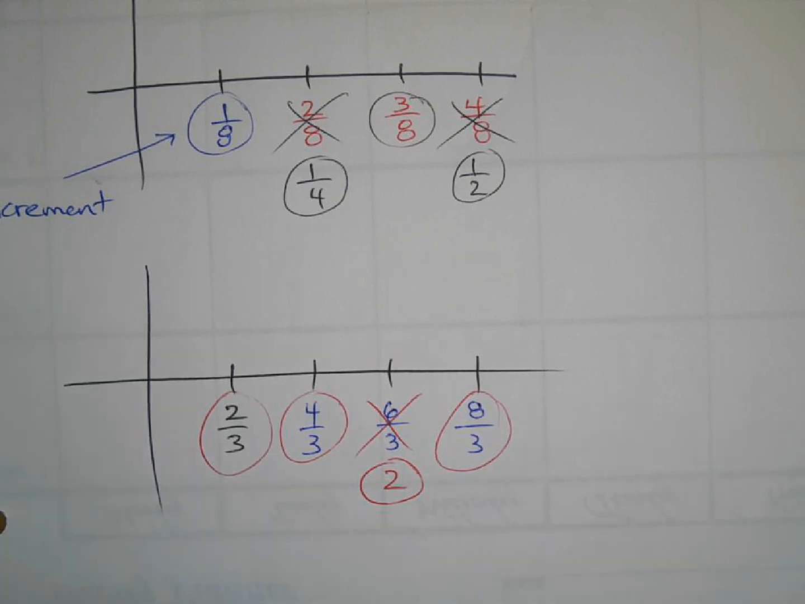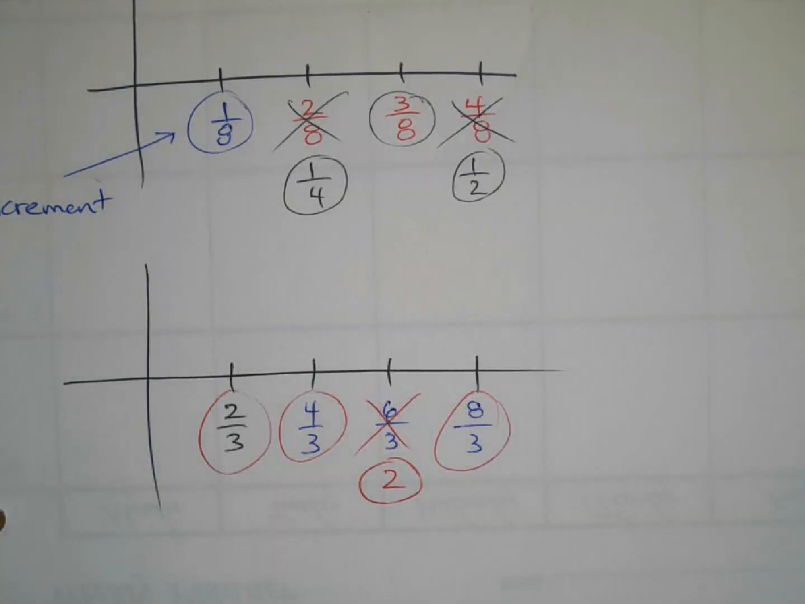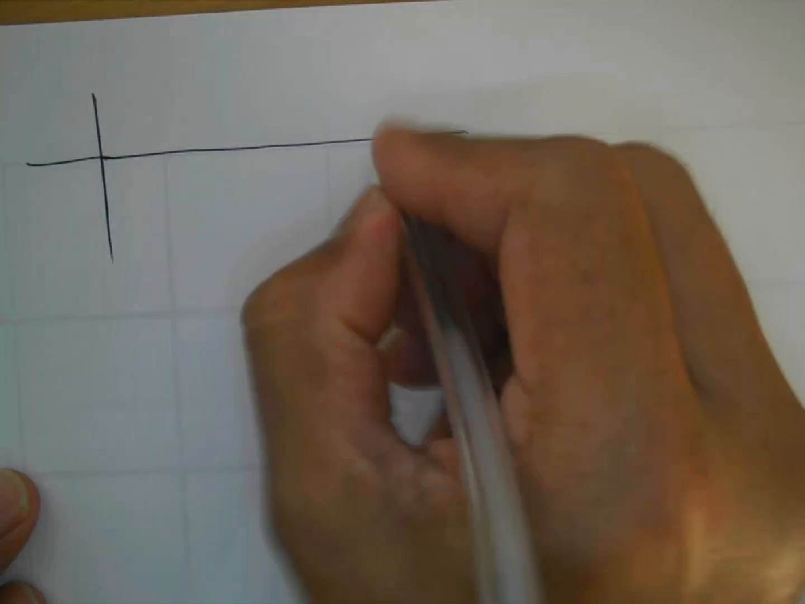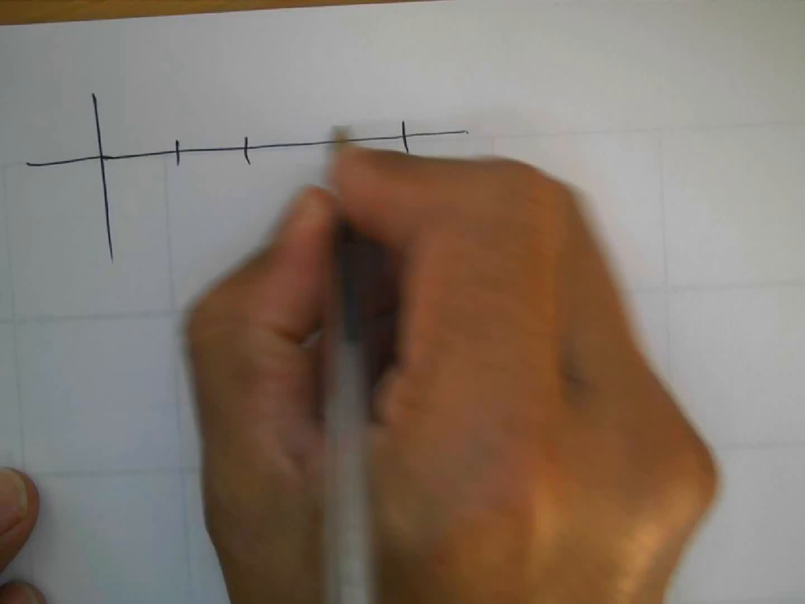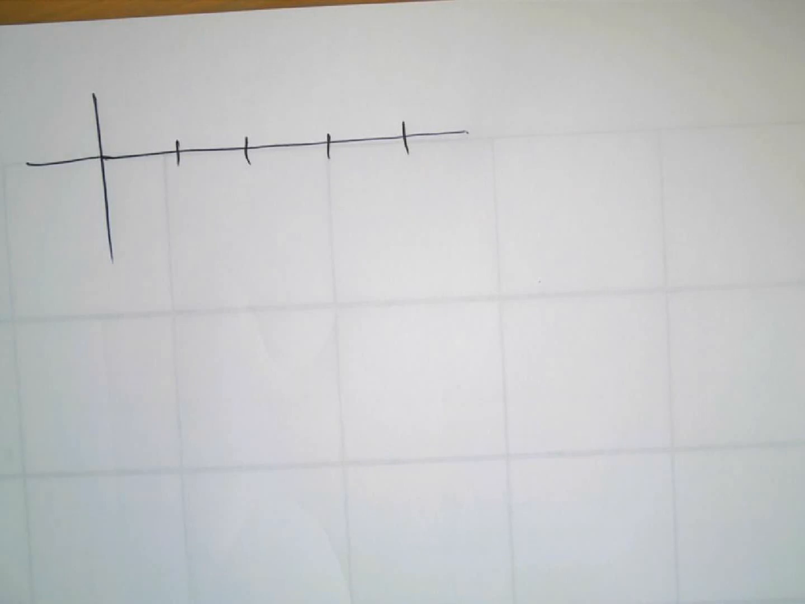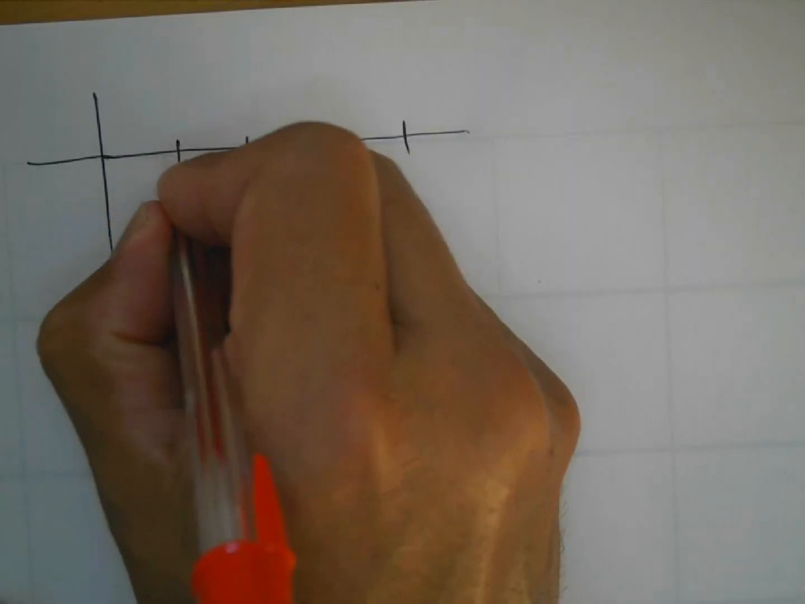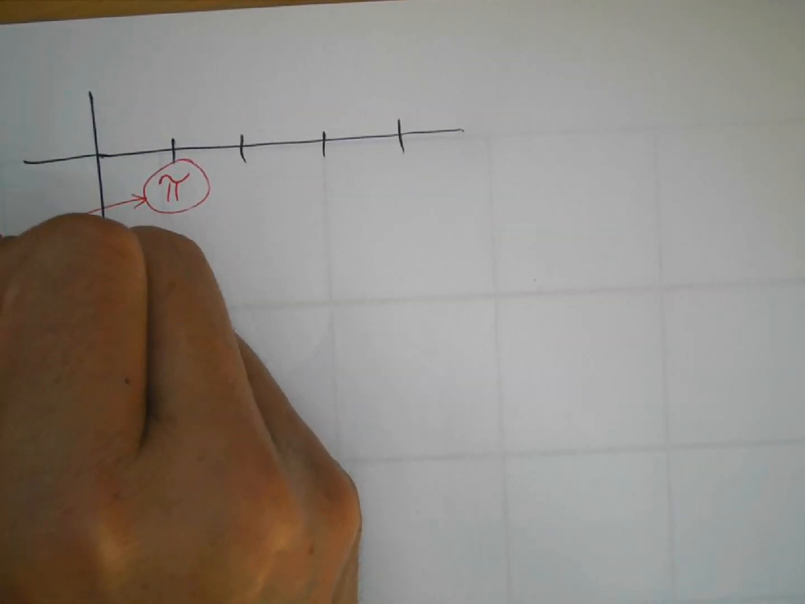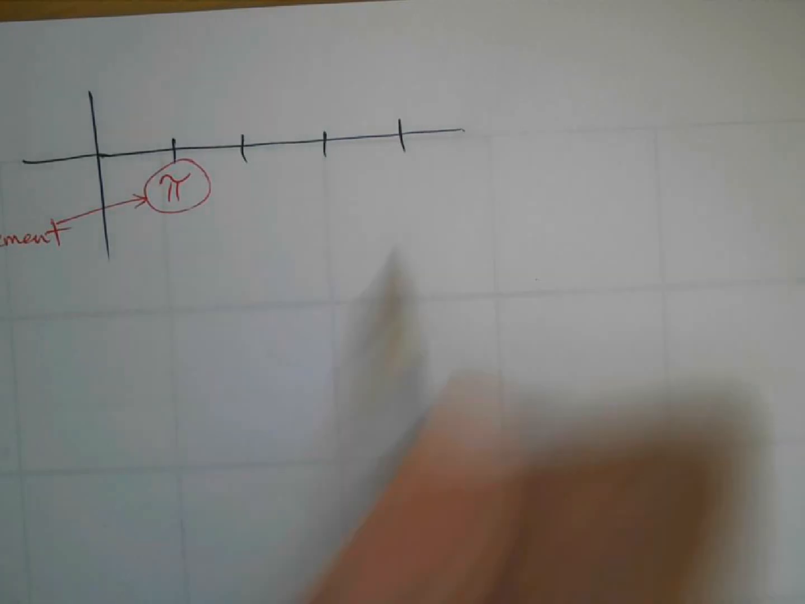All right, let's step it up to radians. Radians, here we go. All right, taking it up to the radian level. Okay, what if this is pi? What if your increment is pi? I need you to have these other ones correct.